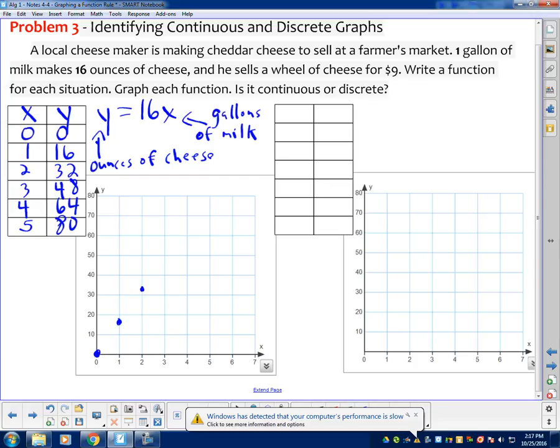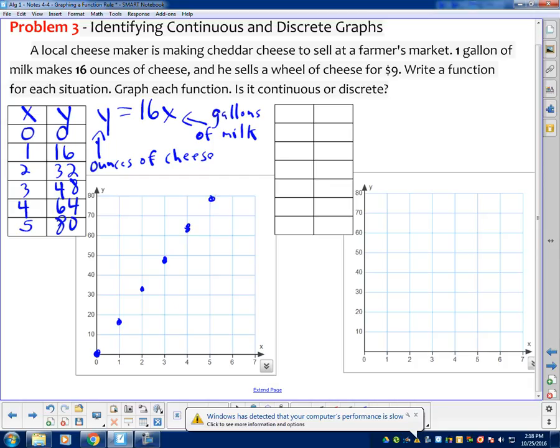What fact can I use to help me draw this graph? What kind of graph is this? The cheese graph. What kind of cheese? Linear cheese, right? Linear. So 48, 64, and 80.